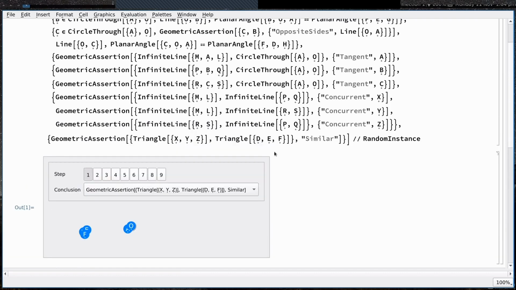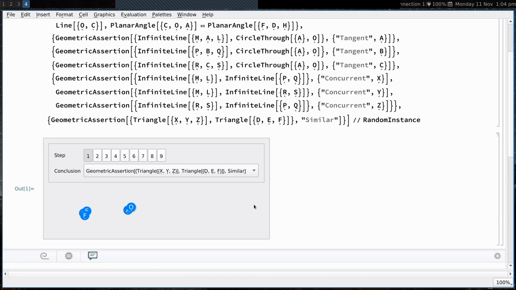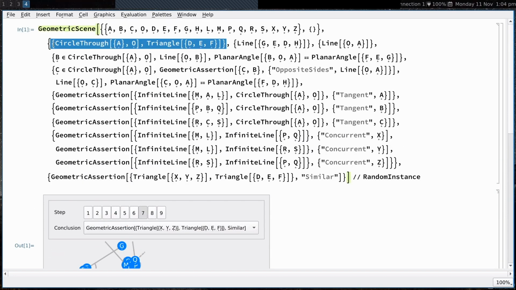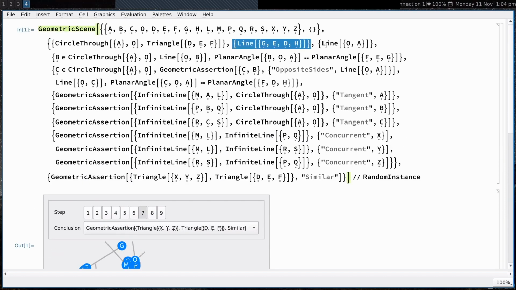Oh, so it's a construction. This will be for 12.2. For the second argument, instead of just a vector of the first assertions, second step, you can give a list of lists, and each sublist is a construction step. Really? Doesn't geometric scene flatten sublists like graphics does? It does in 12.0. It used to.